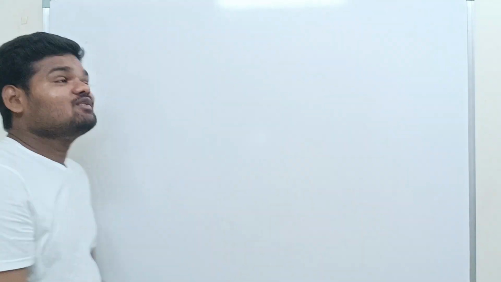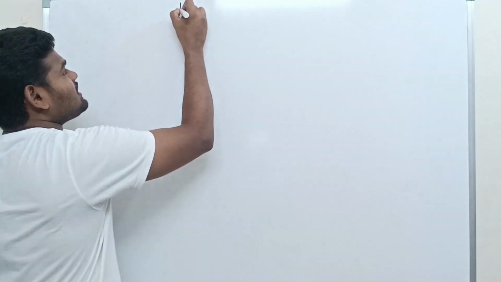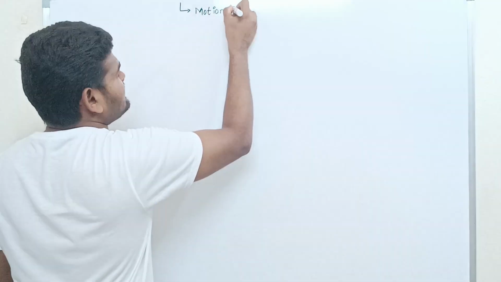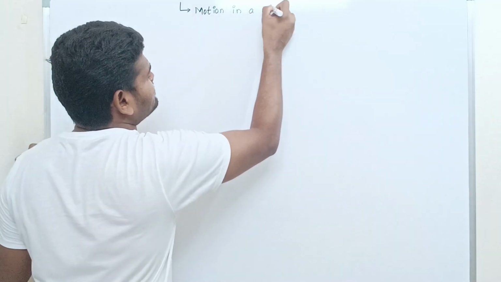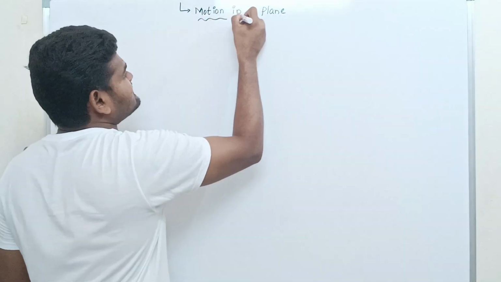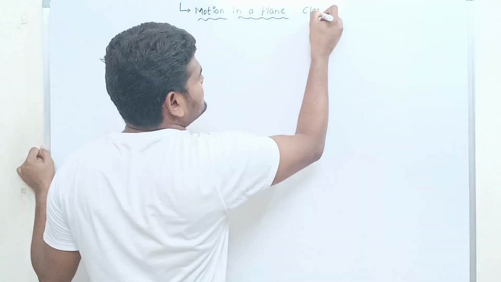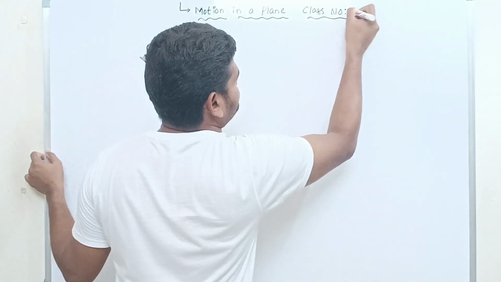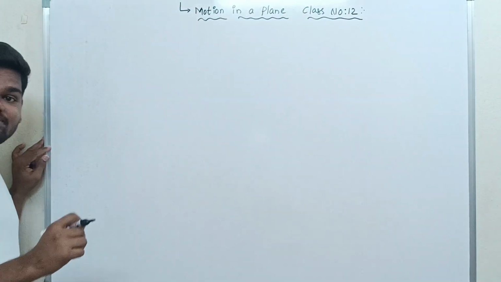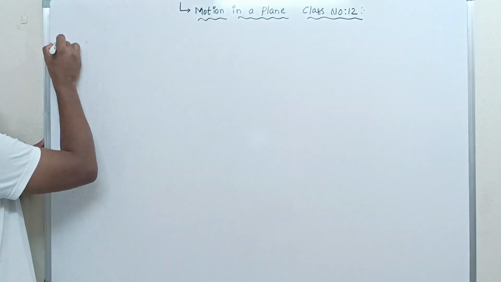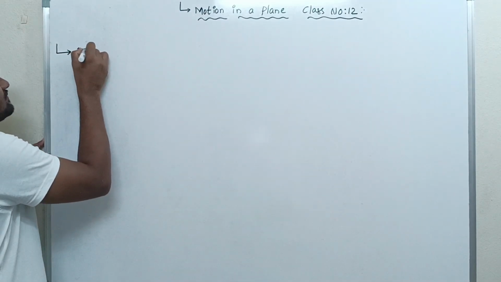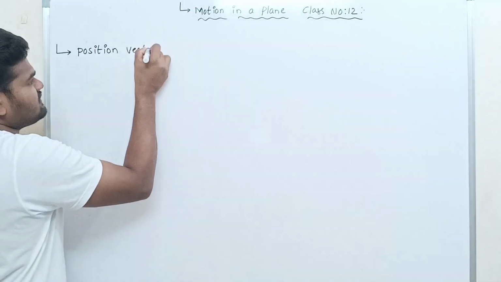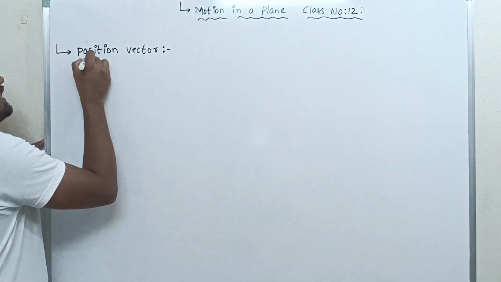So what is the chapter going on? The chapter is Motion in a Plane. What is the class number? This is class number 12. And today's concept is the position vector.